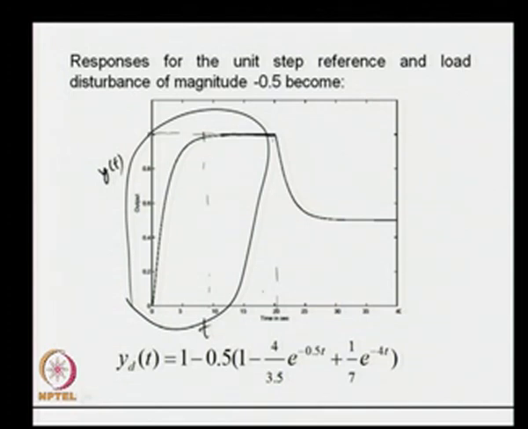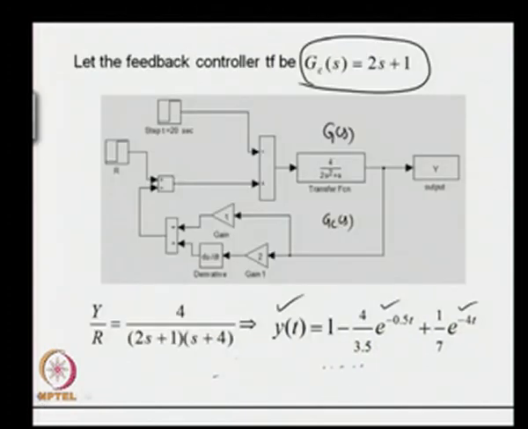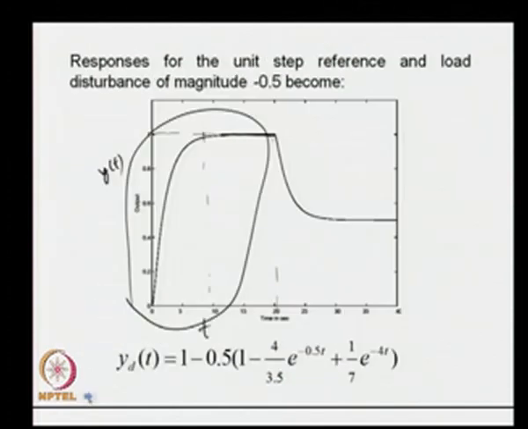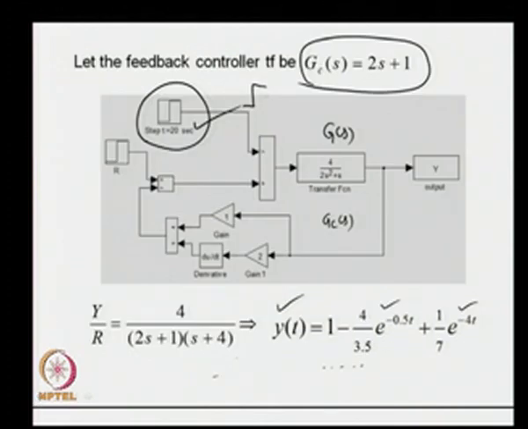But when some static load disturbance is employed, this is the static load disturbance employed to the closed loop system at time t equal to 20 seconds. So, the disturbance is also a step disturbance of magnitude 0.5.